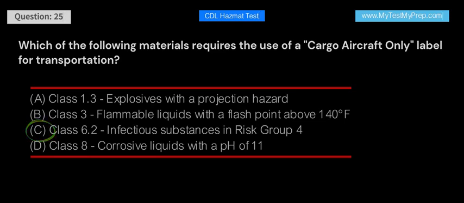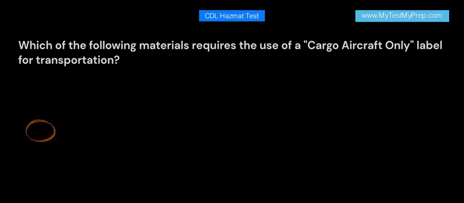Answer: C. Class 6.2 infectious substances in risk group 4 require the use of a cargo aircraft-only label for transportation. These materials are considered too dangerous to transport on passenger aircraft and must be shipped using cargo aircraft only.